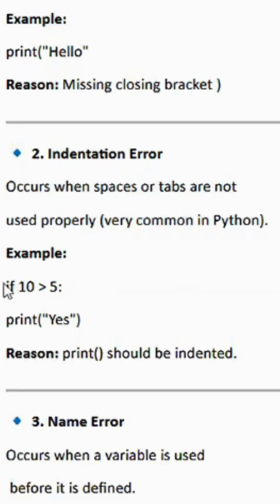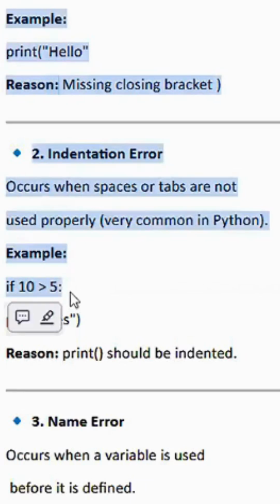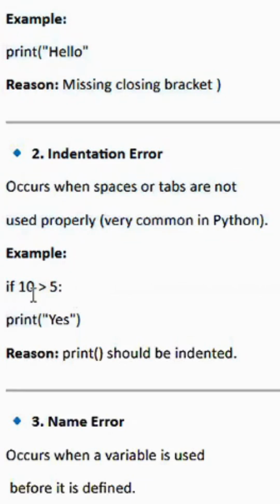Here you can see we have taken an if statement. It's a condition and we are trying to validate 10 greater than 5, which is basically true. But if 10 greater than 5, it should print yes. And this print should not start from here. It should be a little bit inside. So here we need to give some tab or space. That is called indentation. So the print function should be indented.